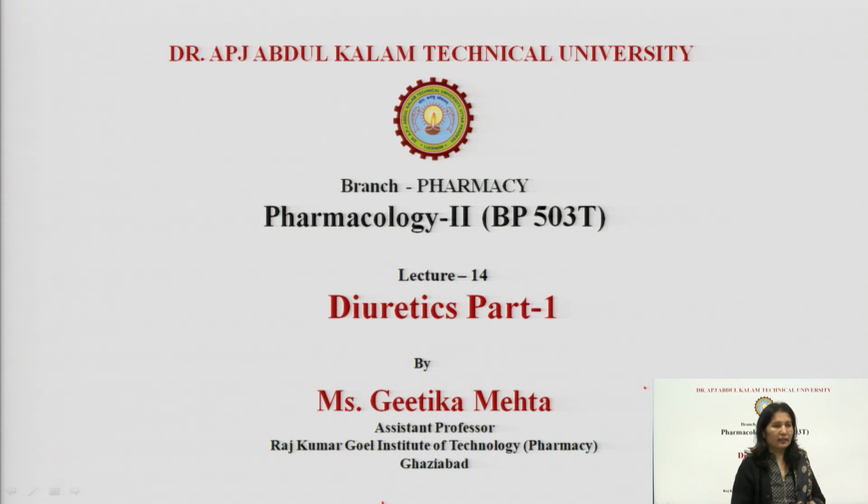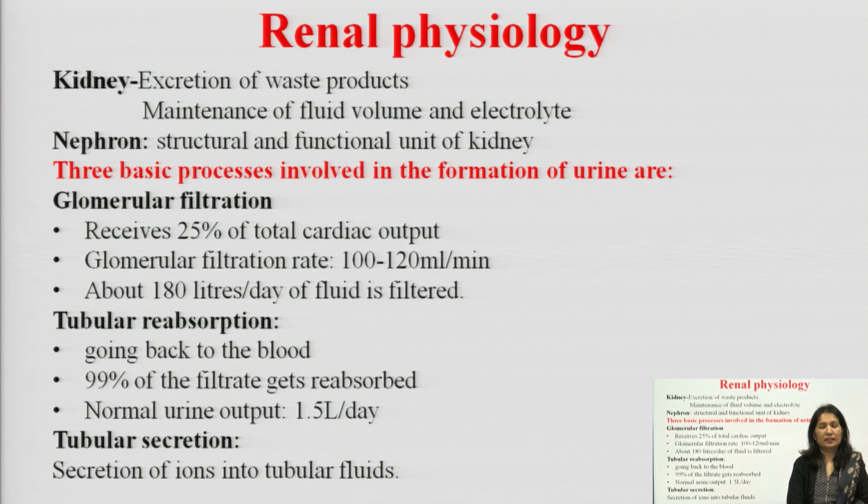So, diuretics are the drugs which increase urine output, that is, which cause diuresis. They increase urine volume. To understand how diuretics act, first we need to review the physiology of renal function, that is, how formation of urine occurs in the kidney. You have already studied this in human anatomy and physiology, so we will do a quick recap of the formation of urine, renal physiology.